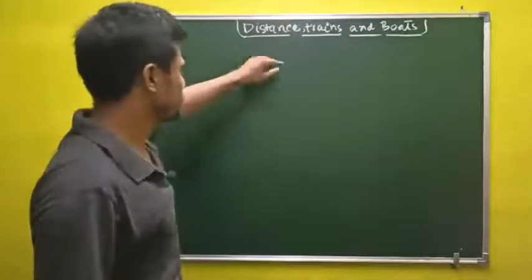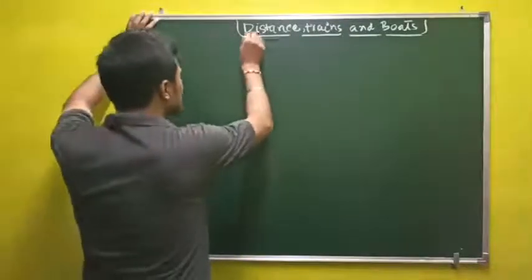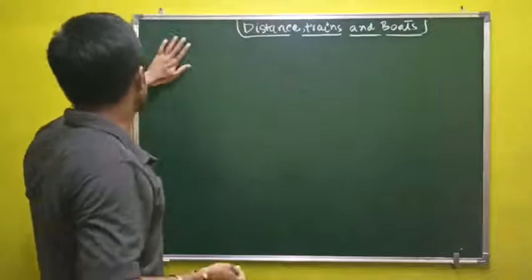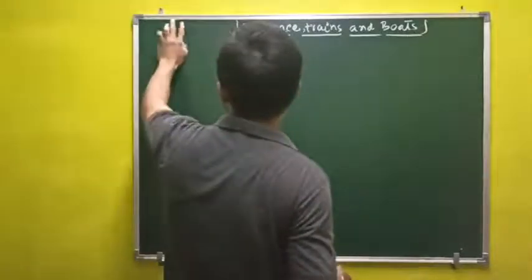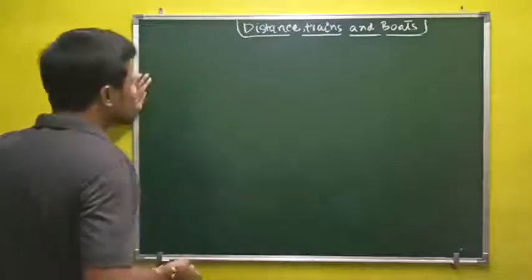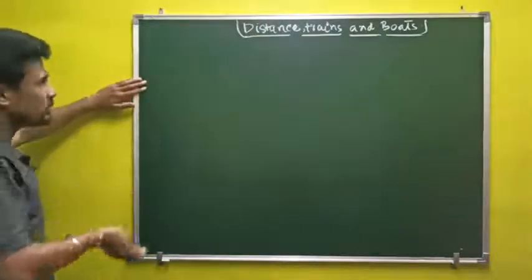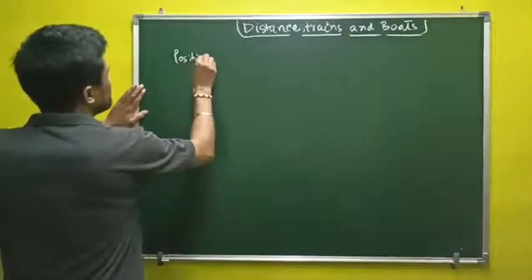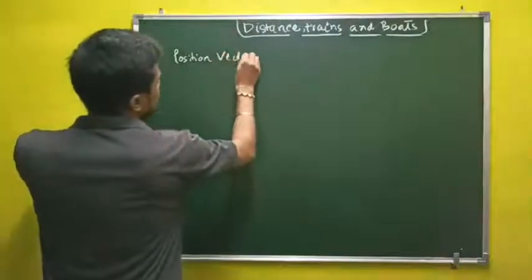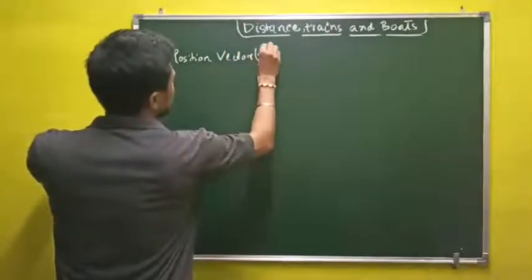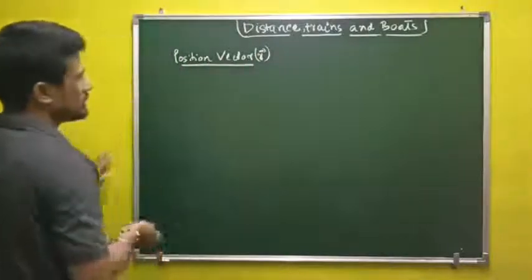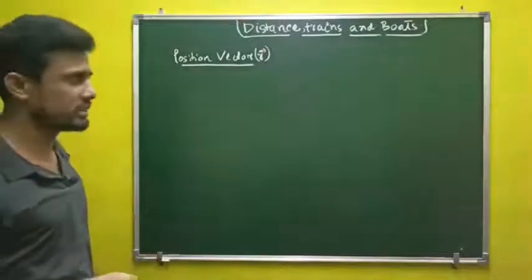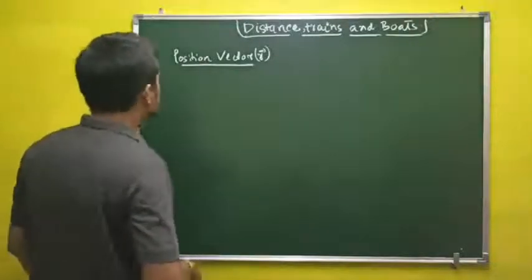So before starting this topic, we should know some terminology regarding the kinematics chapter. These terminologies I will discuss very briefly, in 5 minutes I will cover all of them. The first terminology is position vector. These terminologies are very simple and you might be familiar with them. These are position vector, velocity, speed, acceleration, displacement and distance. All these things I will discuss here.